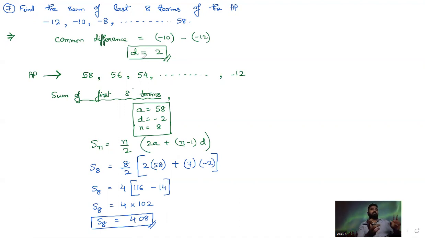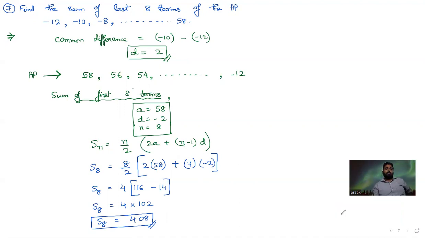So that's how we go about finding the sum when it's asked in terms of the last 8 terms. All I do is completely turn the AP upside down, and then it's easier for me to find it out.